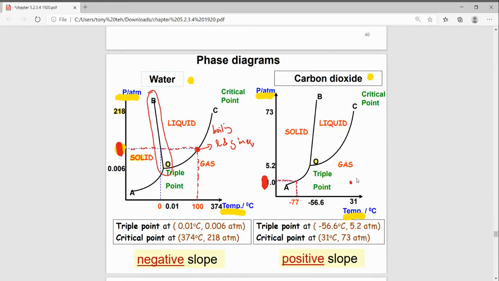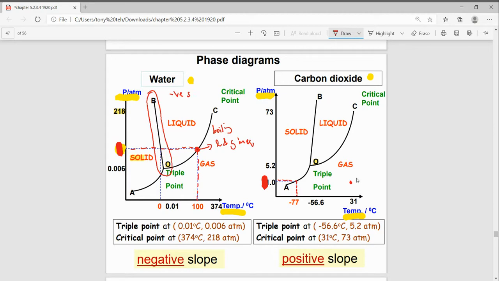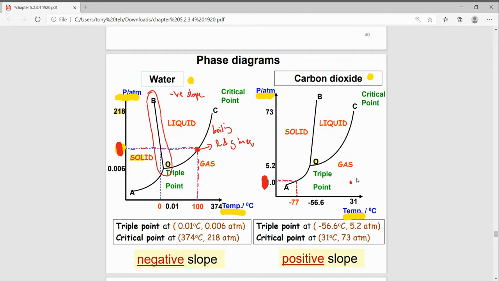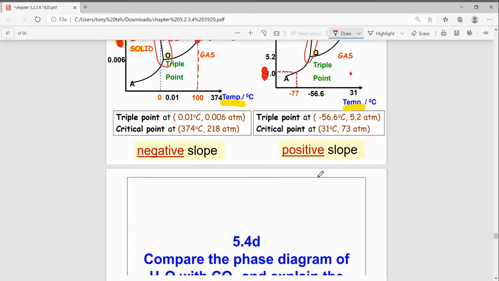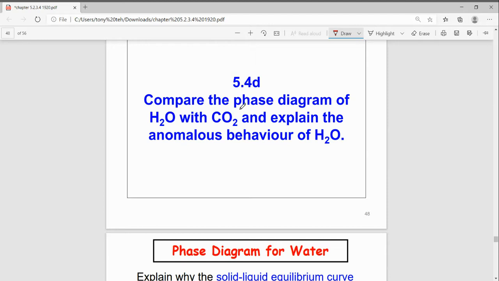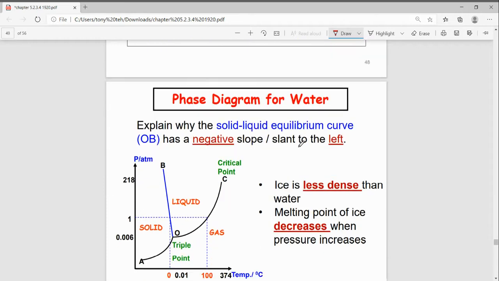Okay, so another thing that you need to differentiate between water and carbon dioxide is the positive slope and the negative slope. For water, it is negative slope. For carbon dioxide, it is positive slope. Okay, now later it will be explained why water has negative slope but carbon dioxide has positive slope.